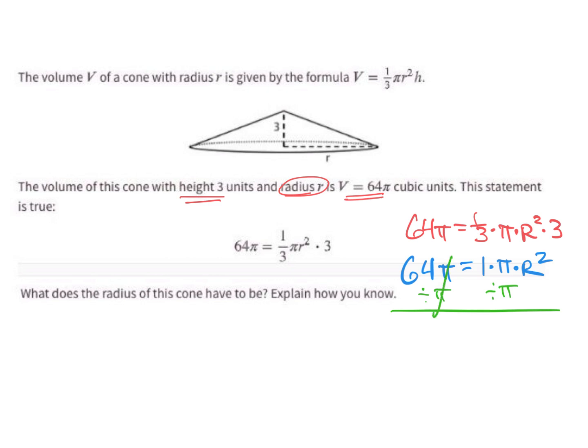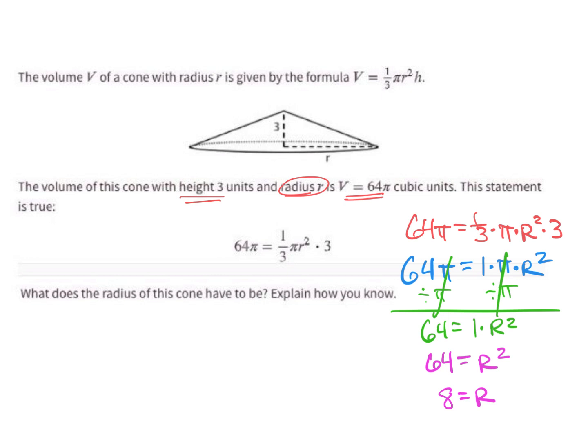Pi divided by pi leaves 1, leaving 64 by itself. Pi divided by pi is 1, and then we still have that 1, then r squared. And we know that 1 times anything is that same thing. So really we have 64 equals r squared. Now remember, r squared is take that number and multiply it by itself. So what we're looking for is what number multiplied by itself makes 64. Oh, I know that 8 times 8 is 64. So 8 is going to be my radius.